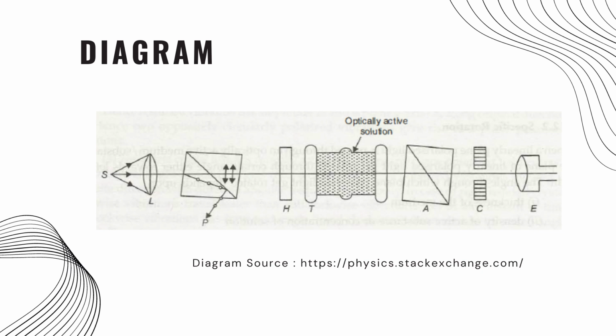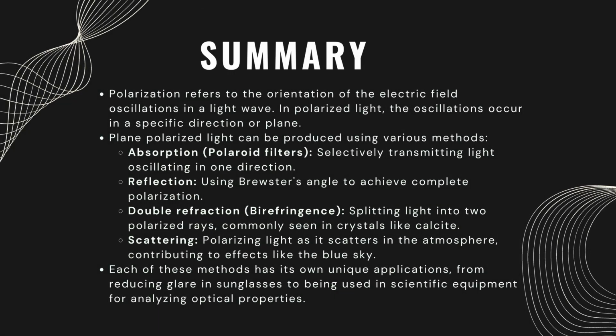A diagram of the Lorentz half-shade polarimeter illustrates the following components: the light source, polarizer, half-shade plate with transparent and optical rotation sections, sample tube, analyzer, and eyepiece. The diagram would show the polarization state of the light as it passes through these components and how it is analyzed by the user. Now, let's revise what we studied in this quick summary.